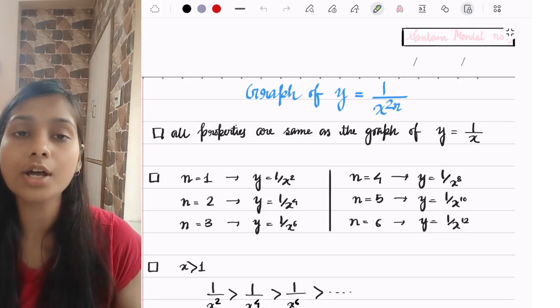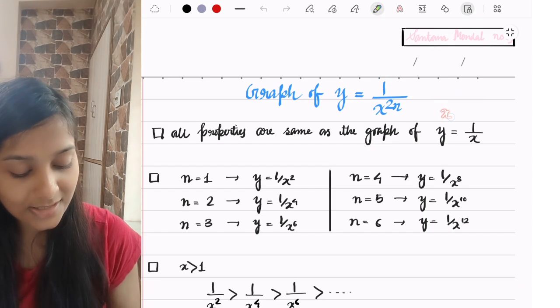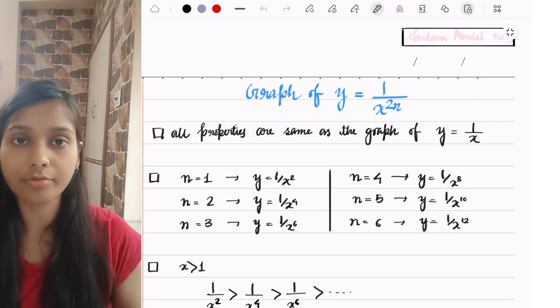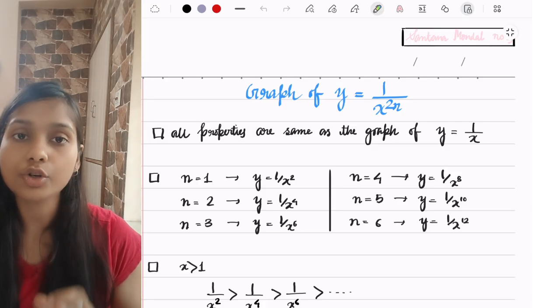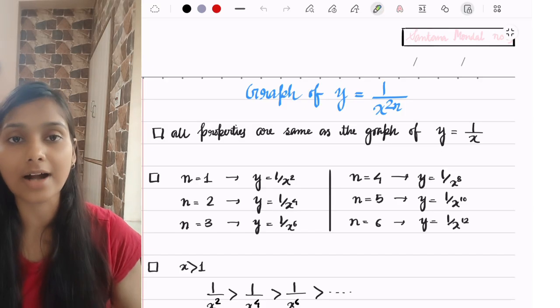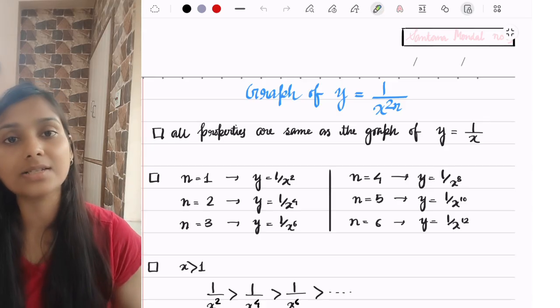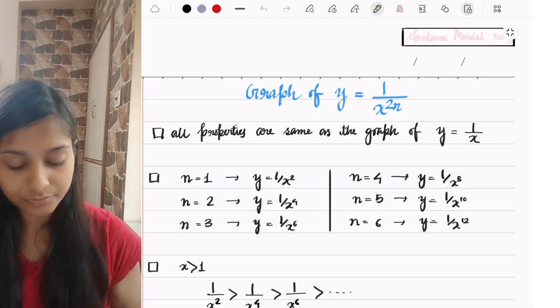For negative ones, suppose we have a negative integer like this. In that case, we will get 1 by x power minus 2, which will give x square. Those kinds of graphs I have already covered previously. So please check out my videos on the graphs x square, x cube, x power 2n and x power 2n minus 1, those kinds of graphs.